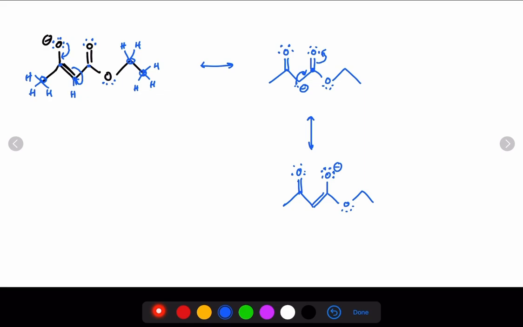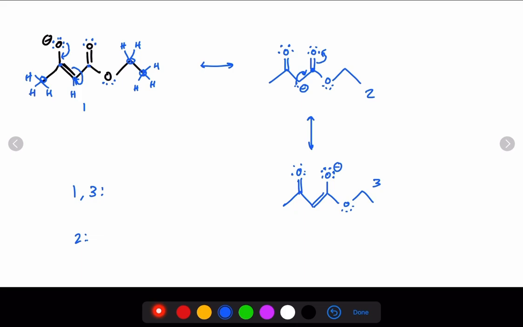Now, looking to see which one's the biggest contributor, I would say that if I label them 1, 2, and 3. 1 and 3 look the most similar because they have the negative formal charge on the oxygen, and the only thing that's switched is the oxygen with the negative formal charge. Whereas structure 2 has a formal charge on the carbon. Now, they all have their octets full, so that's not a differing factor. The only differing factor is where the negative formal charge is.